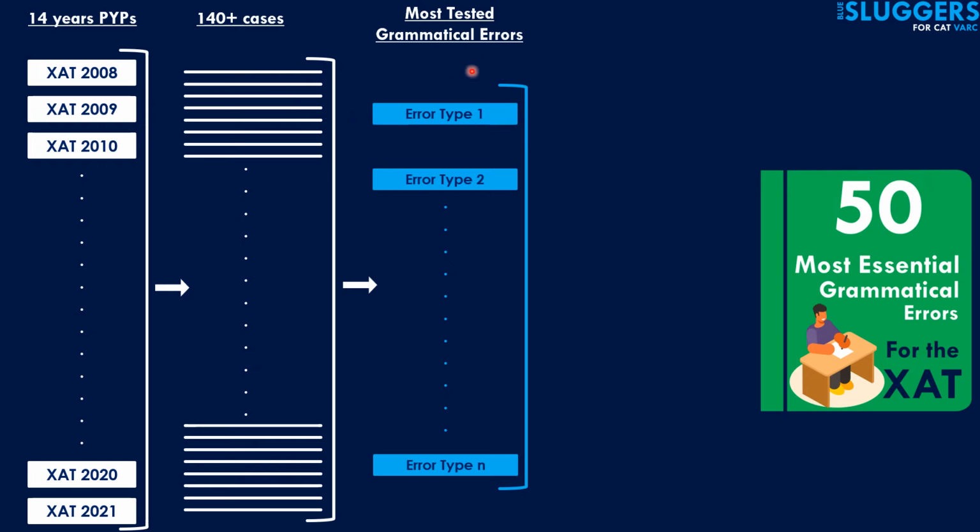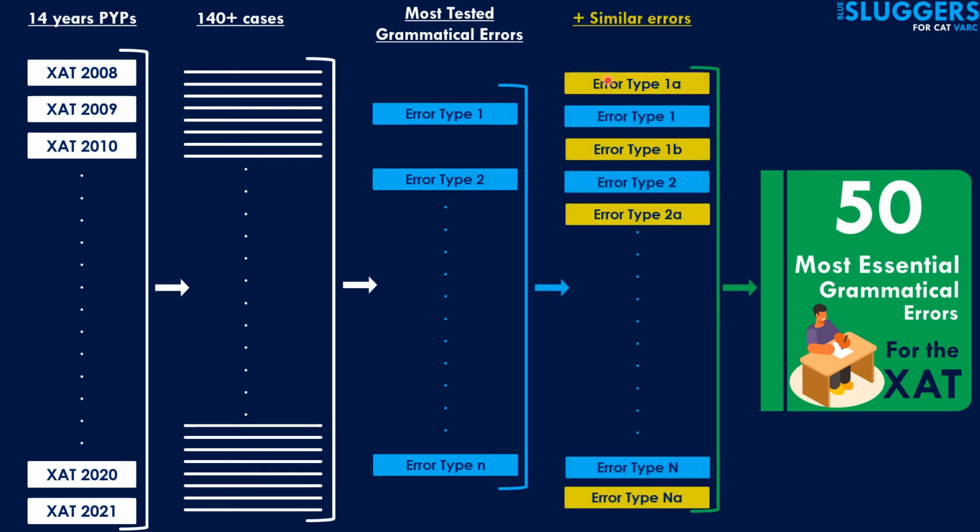Okay, so we distilled out the most frequent grammatical errors list, and then obviously the XAT is not going to keep testing the same grammatical error over and over again, right? So obviously we added to this list other types of grammatical errors which we believed would be relevant, on the basis of certain parameters, to what the XAT has already asked, right?